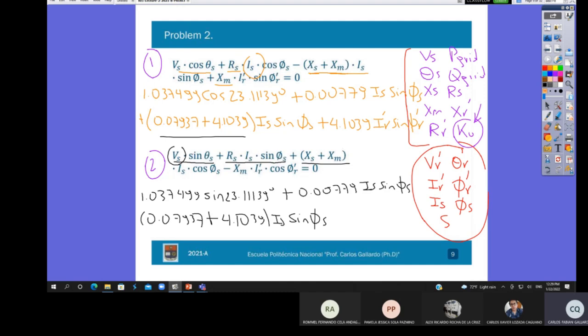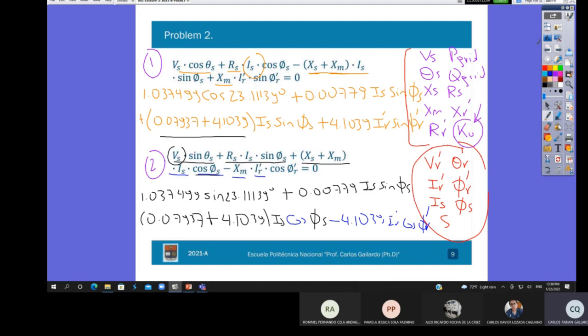So I will have cosine. Sorry, this is cosine. So I will have here the cosine minus the magnetizing reactance 4.1039. This is the rotor current cosine of the angle. Okay, this is equation number 2.